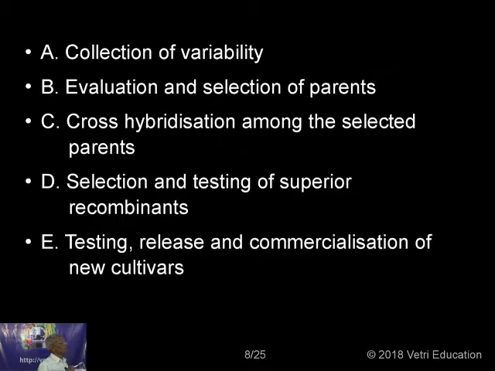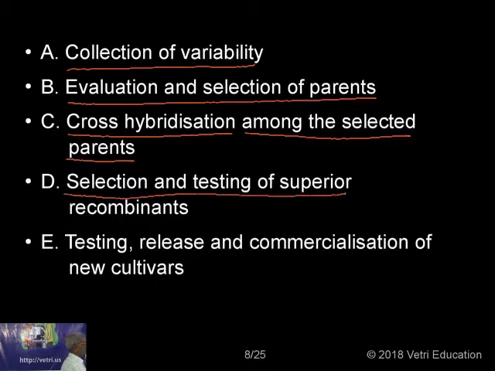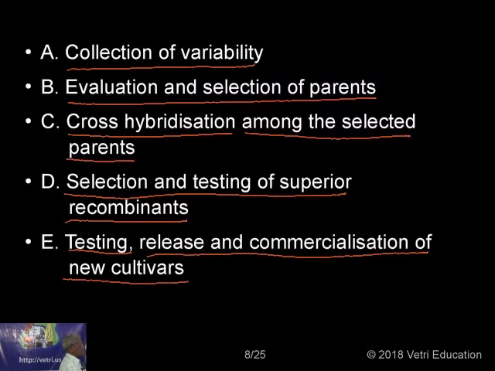So, what are the different steps involved in the improvement of the crop? First one is collection of variability, then evaluation and selection of the parents. Third one, cross hybridization among the selected parents. Then the fourth step is selection and testing of superior recombinants. Then testing, release and commercialization of the new cultivars. These are the different steps involved here.